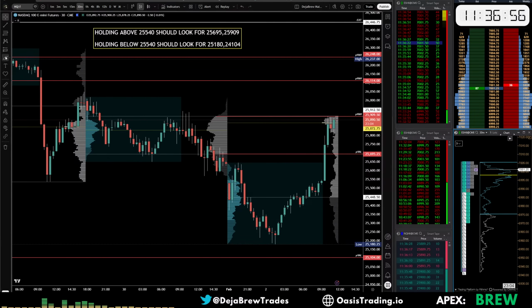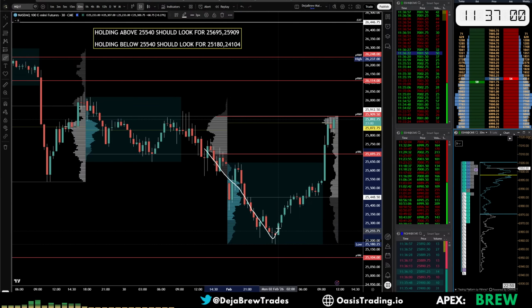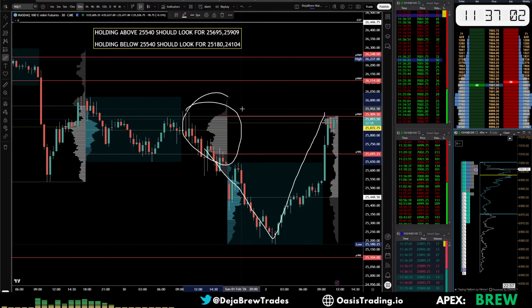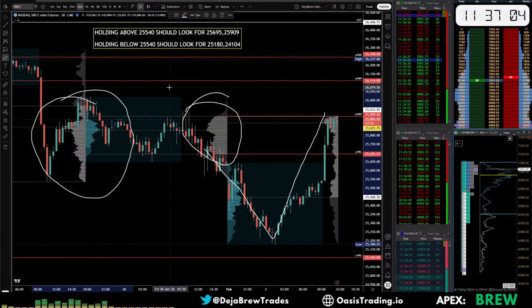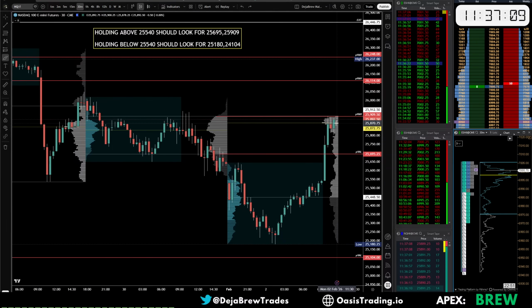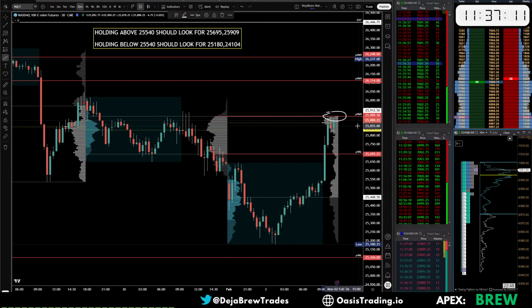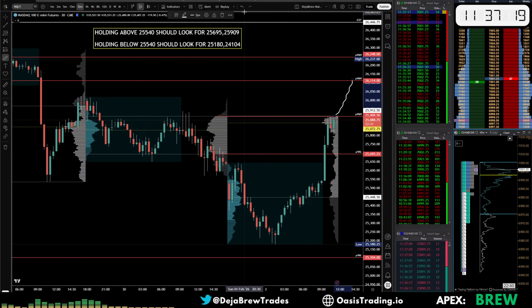So keeping an eye on the value here, it's a very clean retrace of Friday, and technically kind of a retrace of Thursday as well. But we are really struggling to find value above Friday. So keep an eye on that, holding above 900, possibly into 26,000.